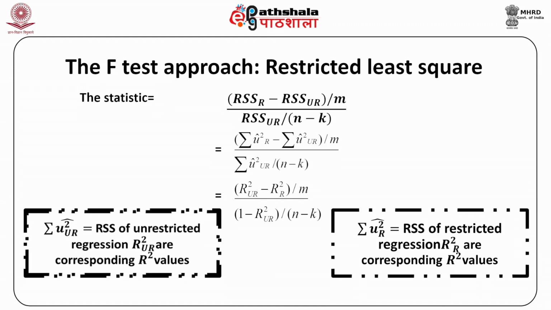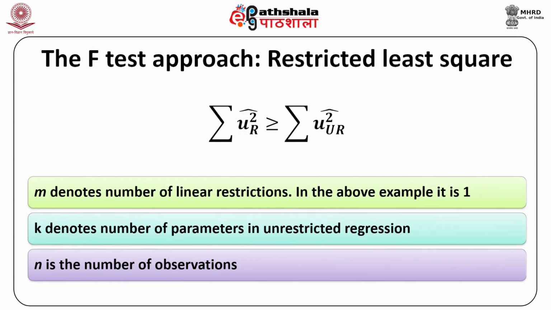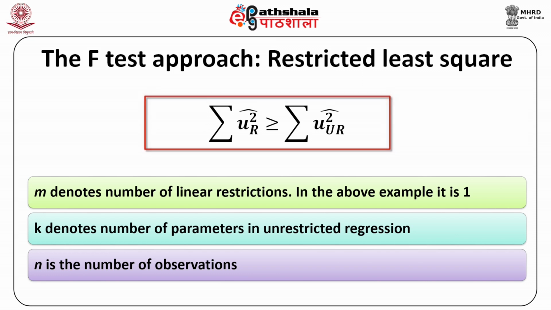Here sigma hat squared UR is equal to the RSS of the unrestricted regression and R squared UR is the corresponding R squared value. Sigma hat squared R is equal to the RSS of the restricted regression and R squared R is the corresponding R squared value.